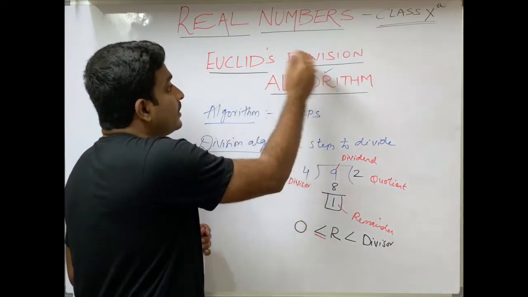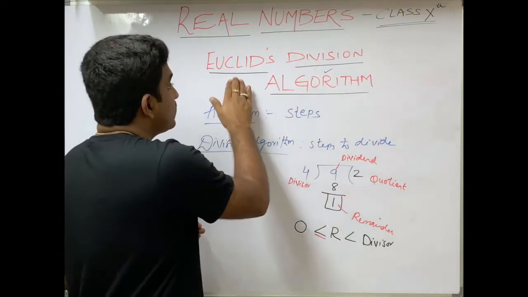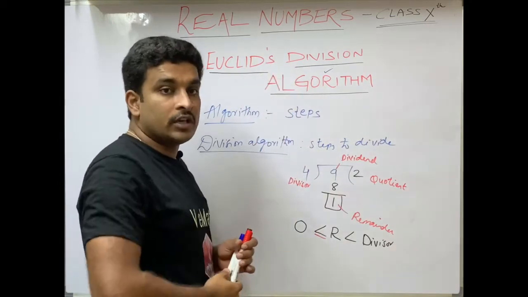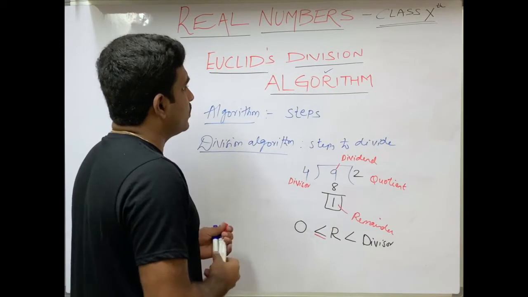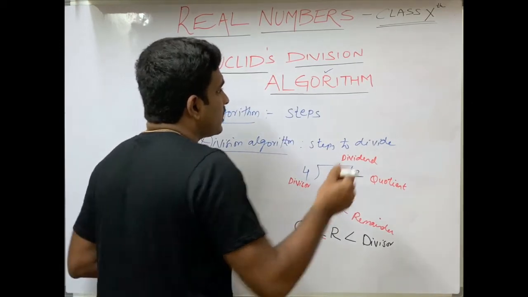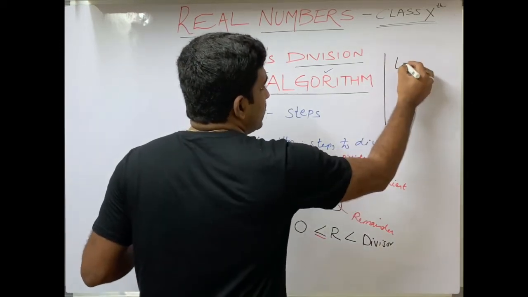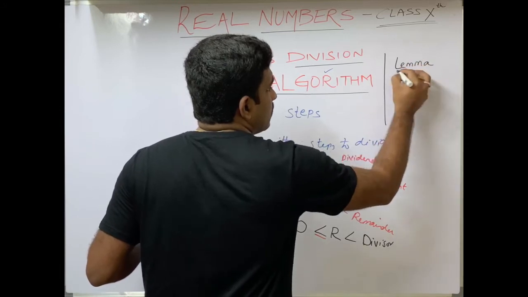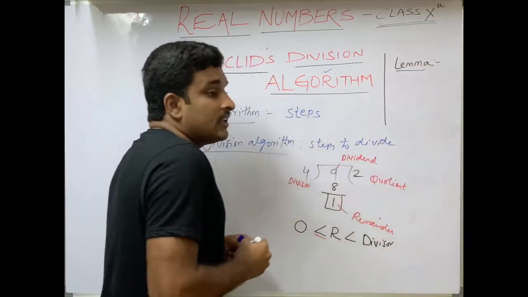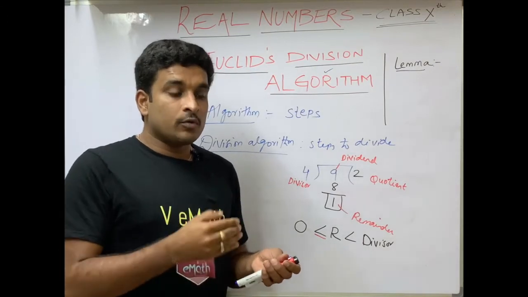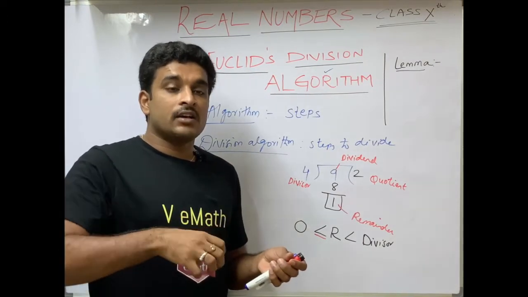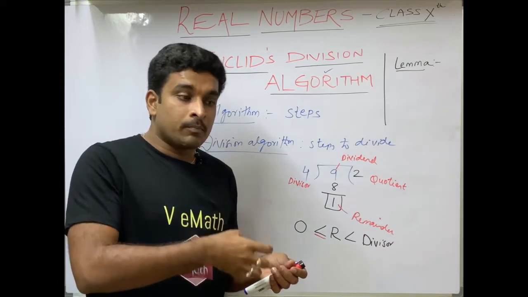Coming to Euclid's division algorithm. Euclid is a scientist who found this concept, that's why it is named Euclid's division algorithm. And the next thing we'll study is the definition of lemma. Lemma is defined as a statement which is already proved. By using that proven statement, we'll use it somewhere else and prove another statement.